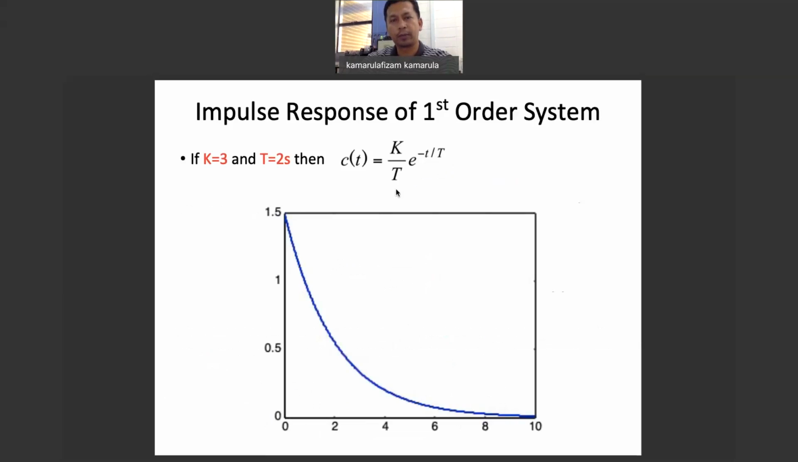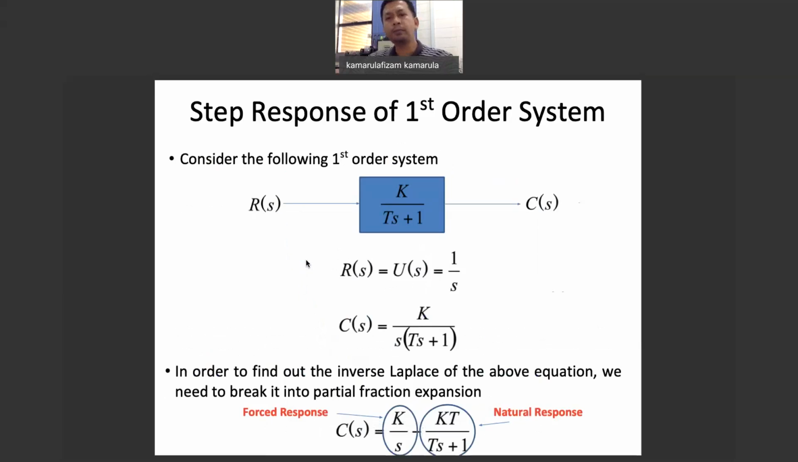A negative exponential. You can basically take any value of K and T, and you put in the value of t, so you will get this kind of graph. So this is how you test your first order system with the impulse. The step is more or less like that: you take the inverse Laplace, and then you can draw the graph, and from the graph you know how the system basically works.